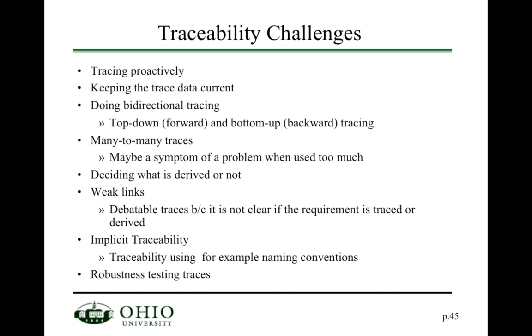Also, make sure that you know what's derived and what's not. In case you think it's a derived requirement, but it's really already in some of the functionality that was defined in the system, for example. Again, related to that are the weak links, where you don't know exactly if it is derived or not, so if it should be traced to another requirement or not. If you want to use implicit traceability, where you use naming conventions, this is also challenging, really, but you can do it. And of course, for robustness testing, you need to make sure that you establish those traces as well.